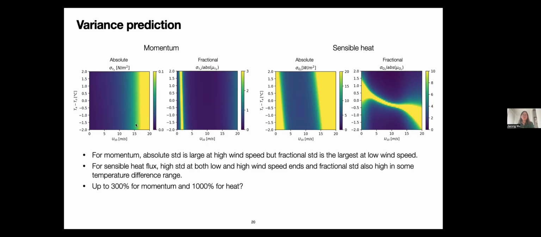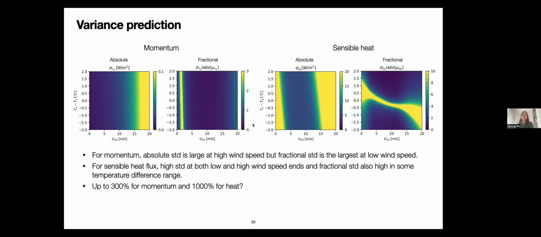So for momentum, the absolute standard deviation is largest at high wind speed, and this is kind of to be expected. But if you look at the fractional standard deviation, it's largest at low wind speed. And this is something that we know, that really the flux is poorly constrained at this low wind speed end.